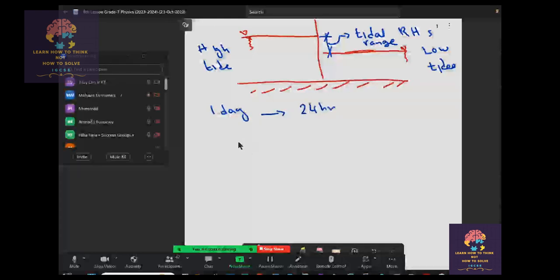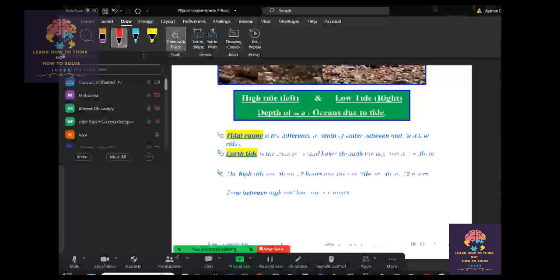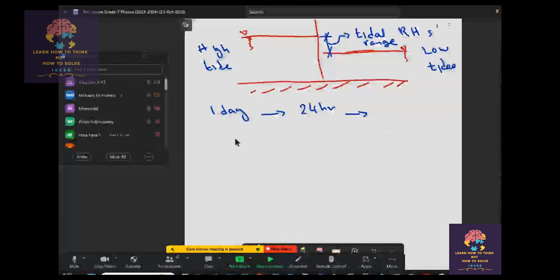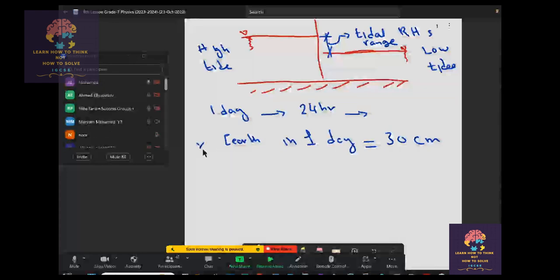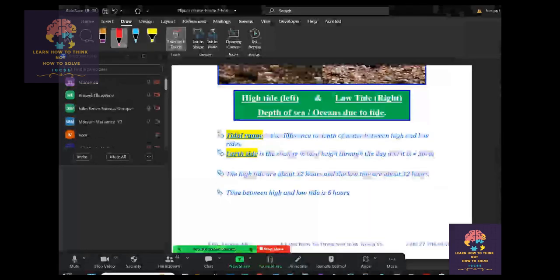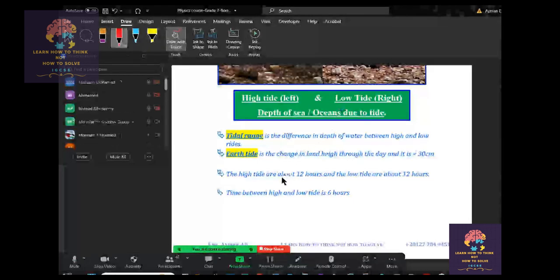So during the 24 hours, we have a range. The earth tidal range is called what? Equal to 30 centimeters. So the earth tide in one day equals how many? 30 centimeters. Okay? Important to memorize. The high tide is about 12 hours and the low tide is also about 12 hours.